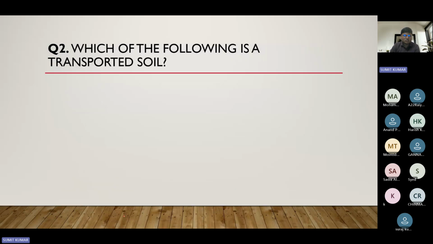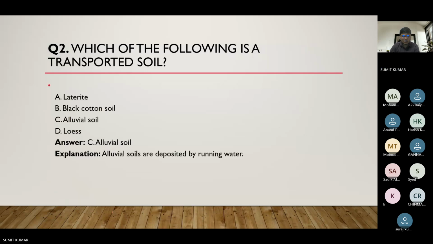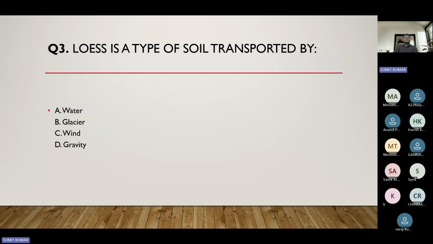Okay, now the next question is: which of the following is a transported soil? The options are laterite, black cotton soil, alluvial soil, loess. The correct option is alluvial soil. Alluvial soils are deposited by running water. Now the next, loess. We have read about loess, if you remember. The answer is very well known to you, whether it is wind or water.